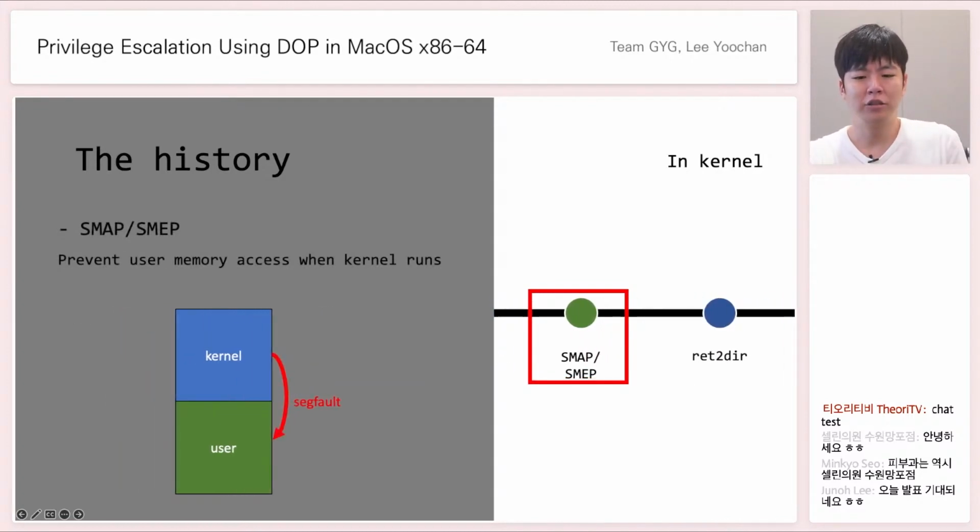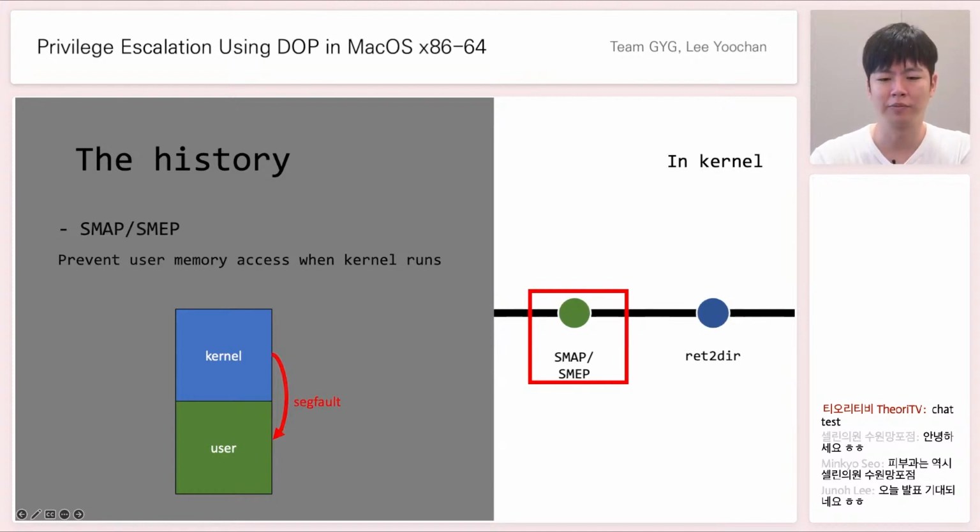To prevent return to user, which uses user space memory for privilege escalation, SMEP and SMAP were designed. These mitigations prevent access to user space memory when kernel code is executed.